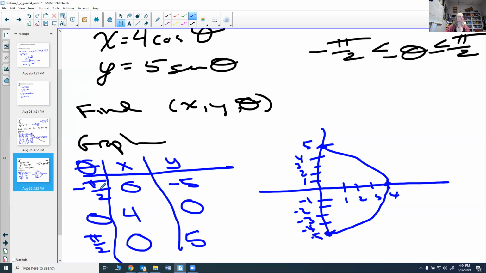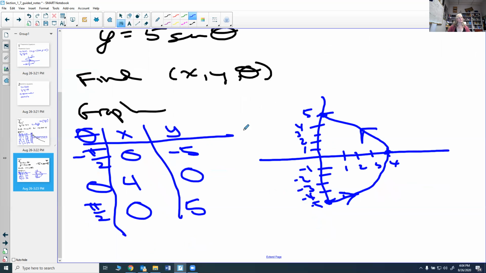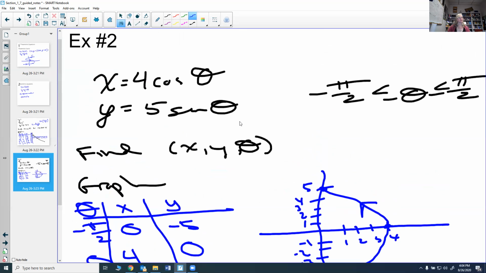Again, when theta is a smaller number, negative pi halves, I'm starting at 0, negative 5, so this is my starting point, and I'm going along the curve this way. So I usually put an arrow showing what direction my parameter is increasing. If you want to, you can also eliminate the parameter with this one. The way we would do that in this case is remember that sine squared plus cosine squared equals 1.